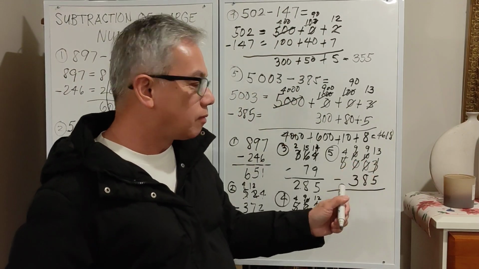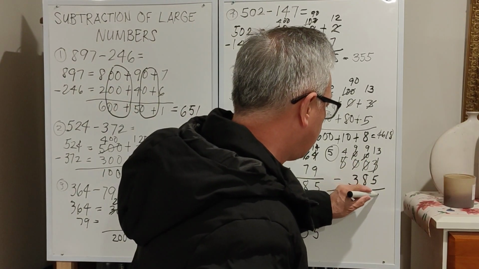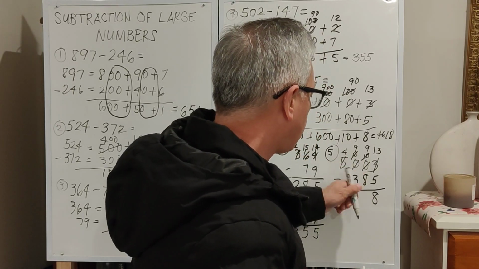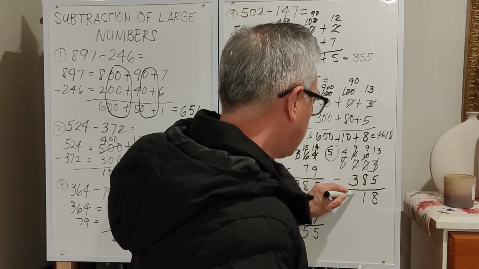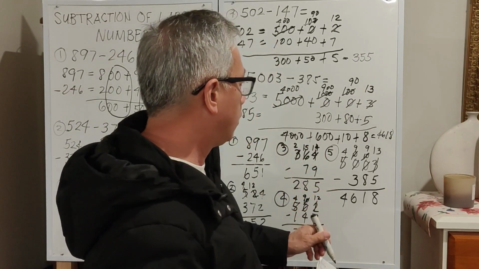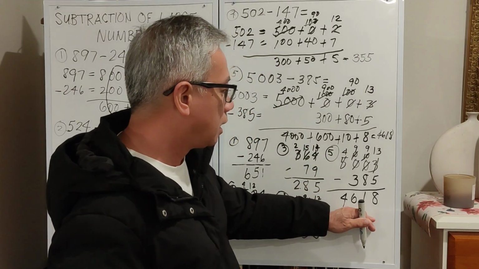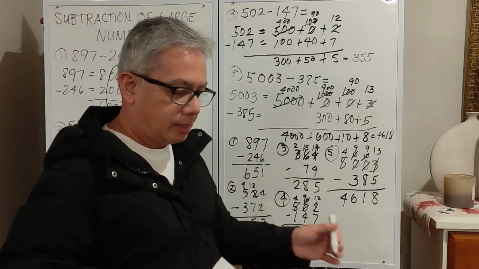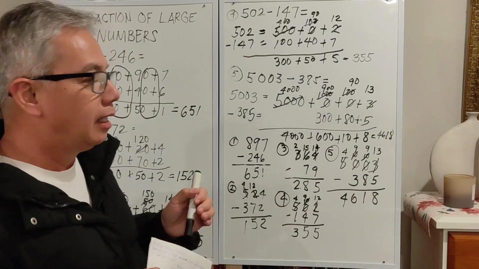So 13 minus 5 is 8. And then 9 minus 8 is 1. 9 minus 3 is 6. And then 4 minus 0 is 4. So this one is the same as that one. So that is how you subtract large numbers.